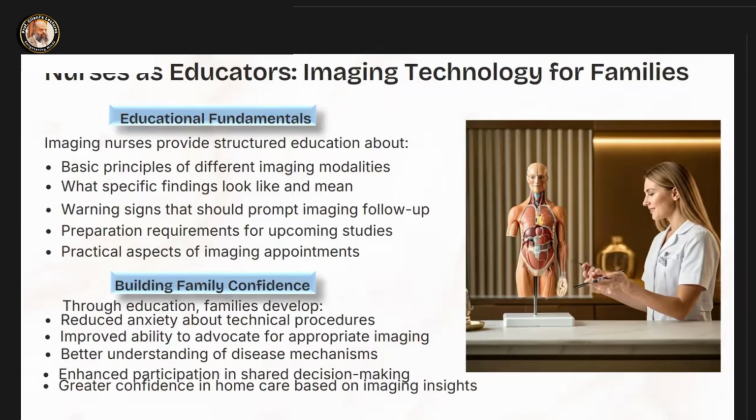Building family confidence through education, the families develop reduced anxiety about technical procedures, improved ability to advocate for appropriate imaging, better understanding of disease mechanisms, enhanced participation in shared decision making, and greater confidence in home care based on imaging insights.